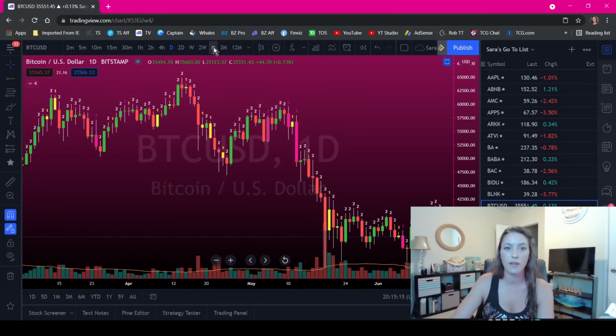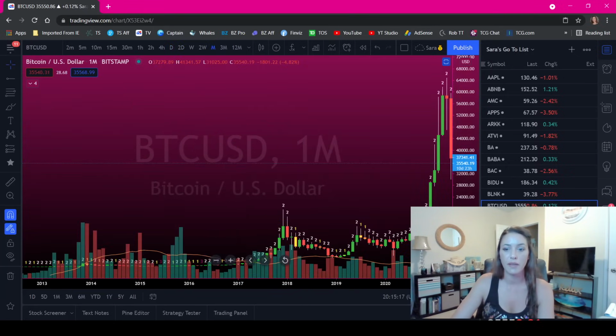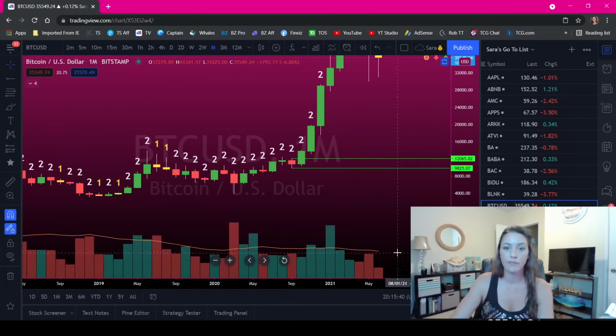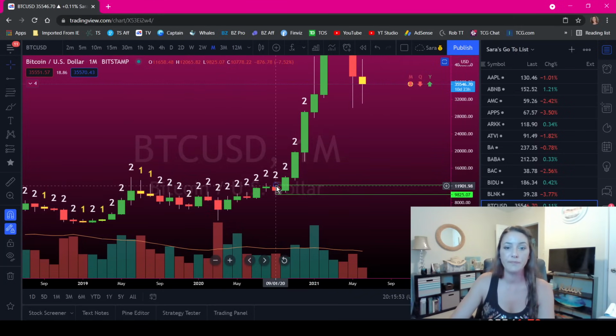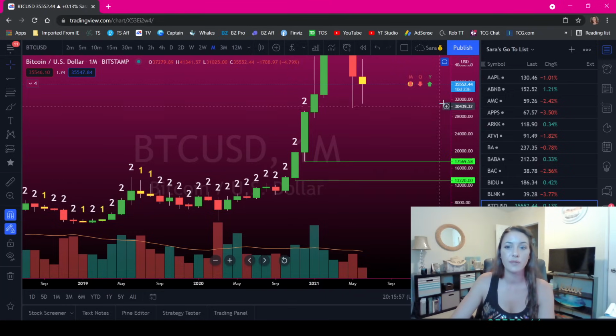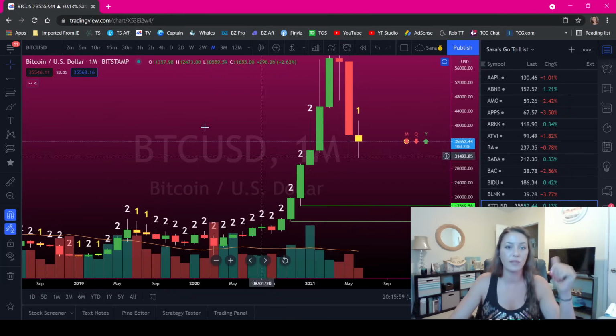Let's look at Bitcoin on the monthly, actually, just for fun. So this was a 2 down month. And then when this candle opened and took out the previous month's high, that's the strat entry to go long. It's a 2-2 reversal. Then you've had higher lows, you've had 2 ups the whole time.